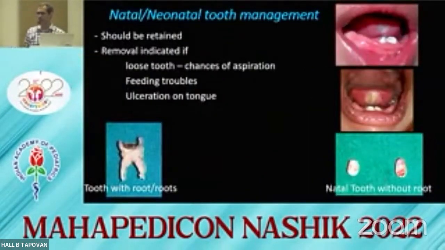A few other clinical situations which we come across on a daily basis. A natal or neonatal tooth. Ideally, the tooth should be retained, but it needs extraction only and only if it is causing ulcerations on the tongue or it is causing difficulty to the mother for feeding. And the most important part, if the tooth is extremely mobile where it can be displaced and aspirated.